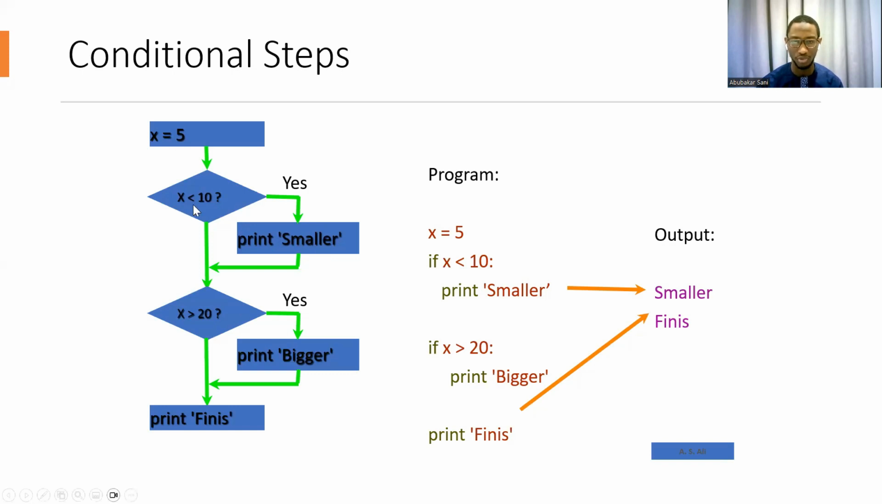If that is not the case, we would like to check to see is x greater than 20. Because if x is greater than 20, we would like to print bigger. Otherwise, we will just say finite, okay, and end the code.